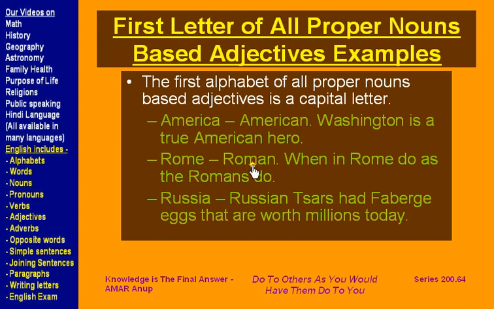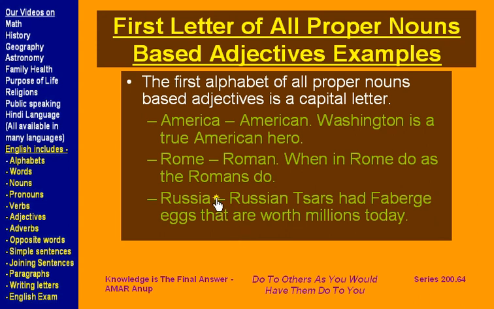From Rome is derived the word Roman. So there is a sentence which says, when in Rome, do as the Romans do. It's like a proverb, and you can learn more about proverbs in our presentation on proverbs. So Rome, R in Roman is capitalized.